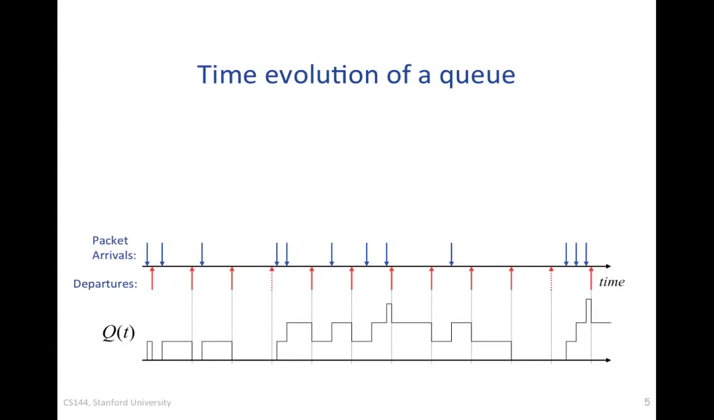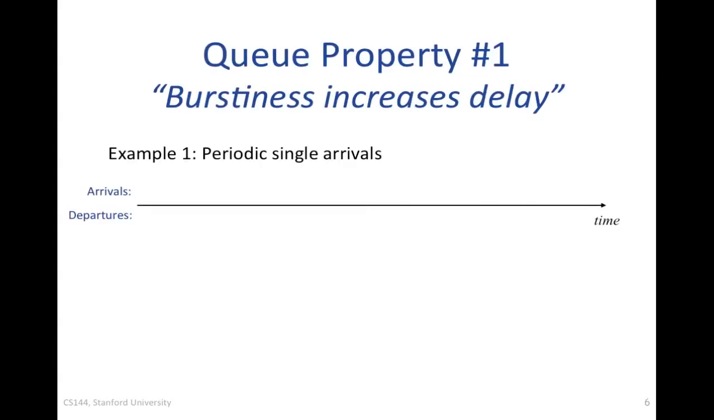Let's now take a look at the first property I wanted to explain, and that is that burstiness, or bursty arrivals, tend to increase delay. I'm going to start with a very simple example where there is no burstiness, where we have the simplest arrival process, which is a sequence of arrivals all exactly 1 second apart.